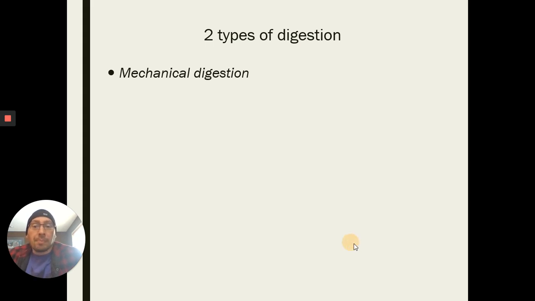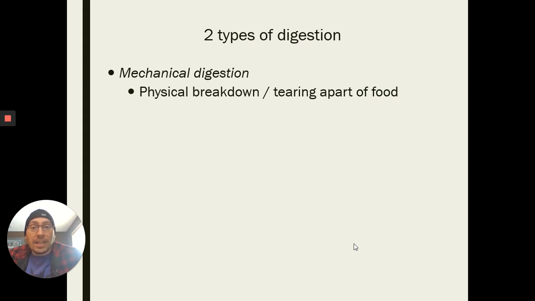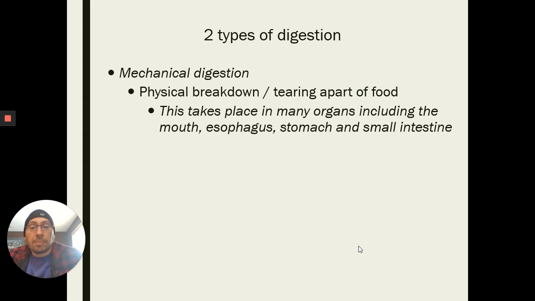Okay, it's actually the physical breaking down or tearing down of the food, and obviously that's going to start happening in our mouth. Okay, our teeth are going to start chomping down on that food. Our tongue's going to start pushing it around, sloshing it around. But it's not just in the mouth where it happens. It happens throughout the system as we are digesting our food.